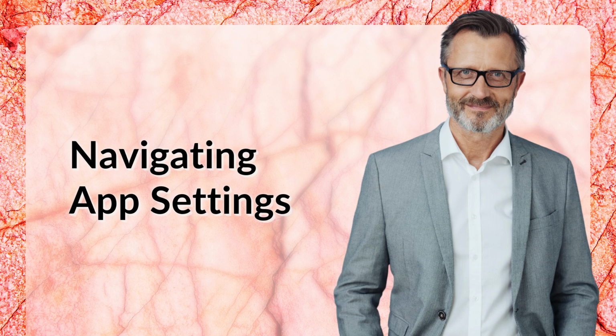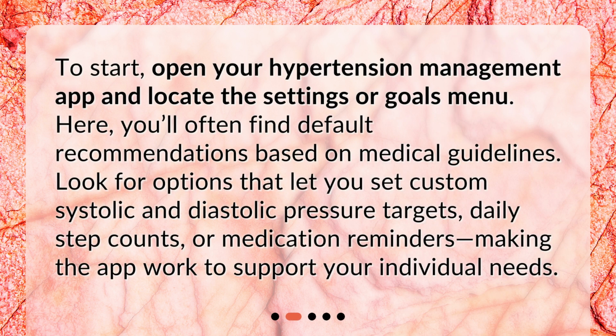Navigating app settings. To start, open your Hypertension Management app and locate the Settings or Goals menu. Here, you'll often find default recommendations based on medical guidelines. Look for options that let you set custom systolic and diastolic pressure targets, daily step counts, or medication reminders, making the app work to support your individual needs.